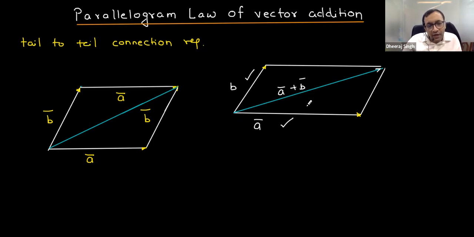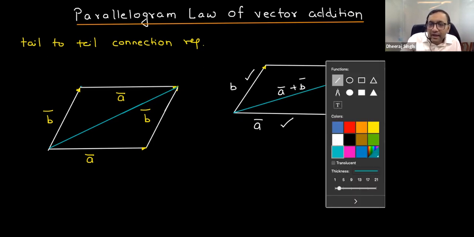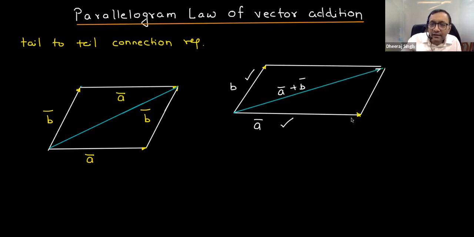Someone is asking, when to use triangle law, when to use parallelogram law. I mean, both are the same only. Do you all agree both are the same? Now, if one diagonal is A plus B, can you tell me what this other diagonal is? What is this diagonal?